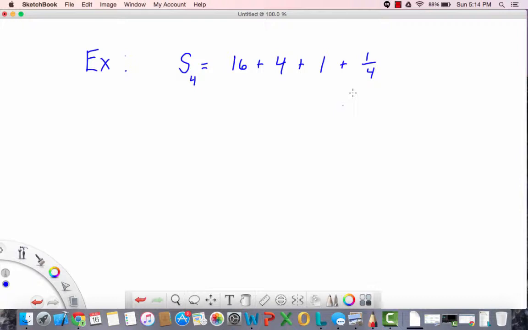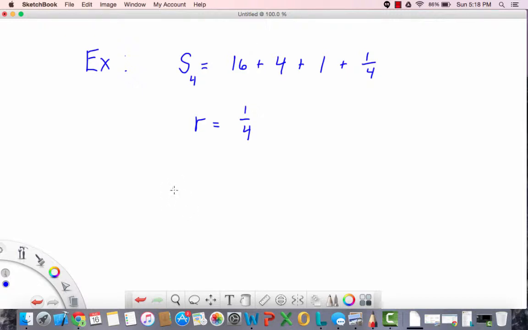If you haven't watched my video on geometric sequences, I would encourage you to watch that one first. In this one, we're going to talk about what happens when you add the terms in a geometric sequence, like I show on the screen there. We use this letter S to indicate the sum, and this subscript here of 4 means the sum of the first 4 terms. And here we have the first 4 terms listed: 16, 4, 1, and 1/4. And the common ratio is 1/4. That's found by taking any term and dividing it by the previous term.